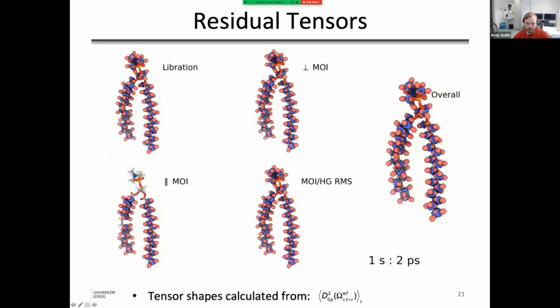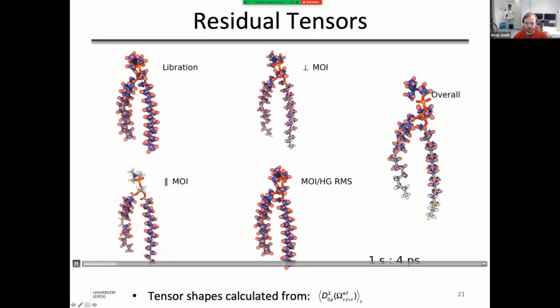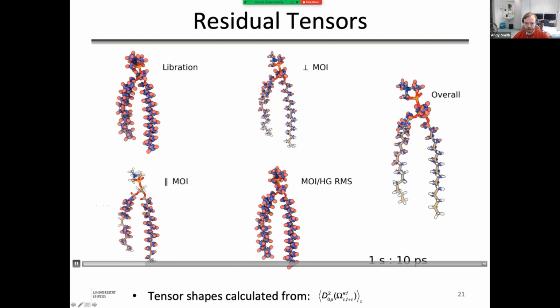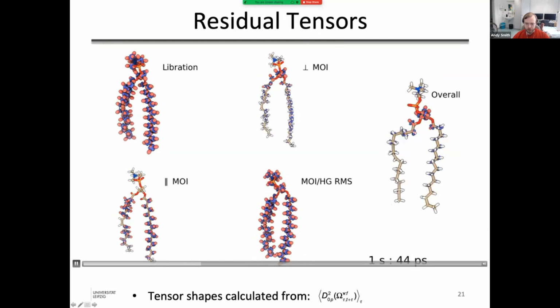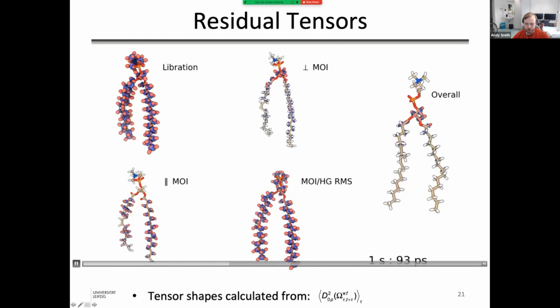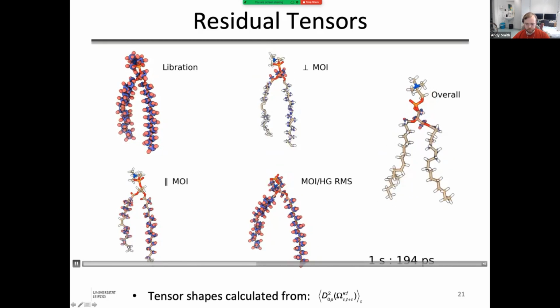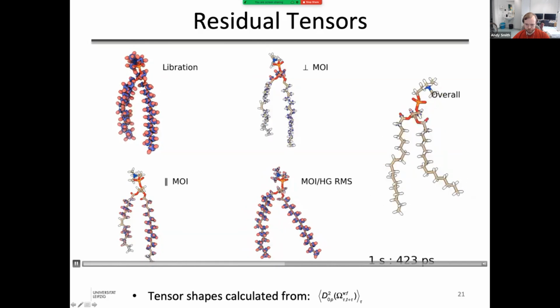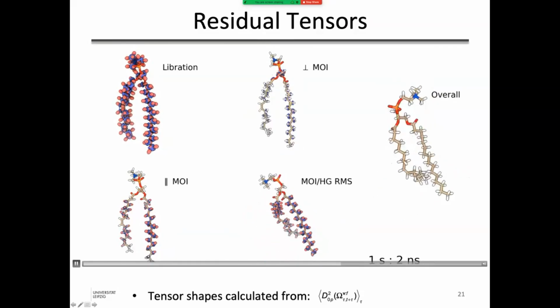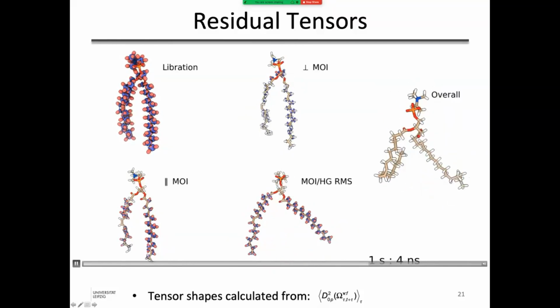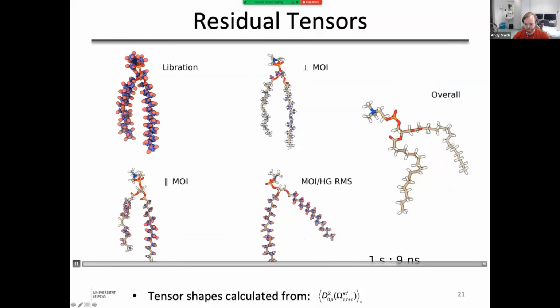And of course, you get to see a video of this in action too. And so you can see these are quickly reorienting along the chain moment of inertia. Whereas if you look down here, for example, the overall motion is taking much longer for these tensors to disappear. Like there goes the overall motion of the head group and the backbone, and these also start to get averaged out.